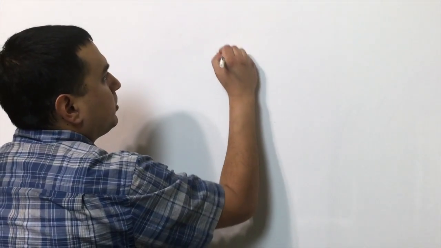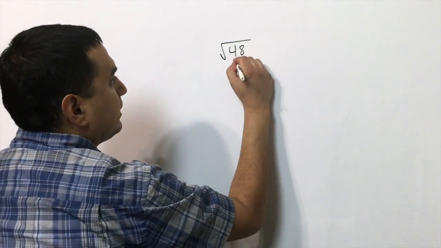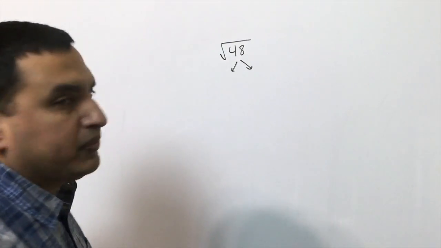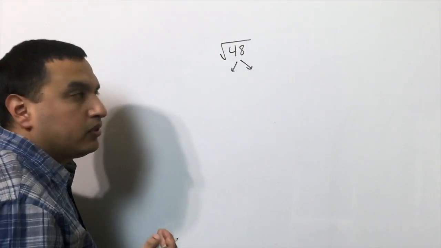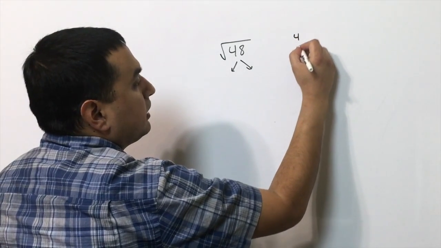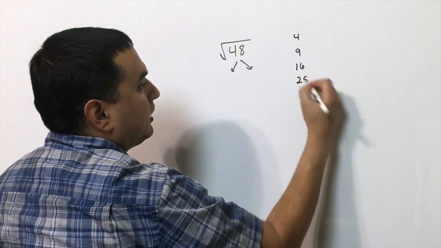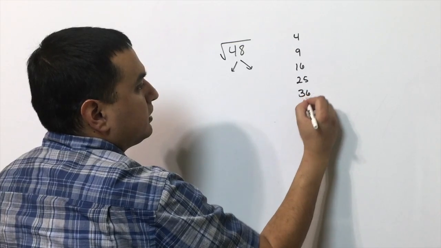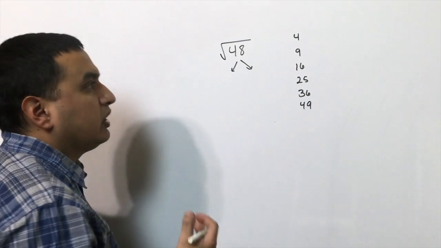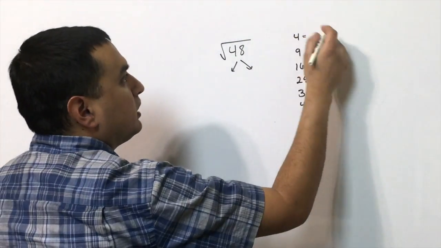Alright, so let's take this square root of 48. And what we want to do to simplify it is break this down into factors of 48. But the factors that I want to use are my perfect squares. The smallest one would be, of course, 4. Then 9, 16, 25, 36, 49. And we can keep going, but these are the basic or key ones that most math teachers will ask you to solve.